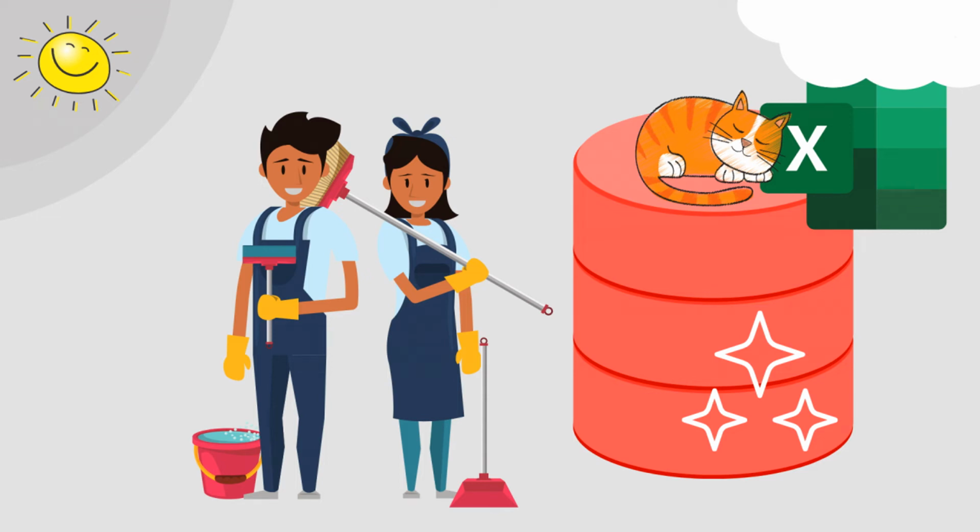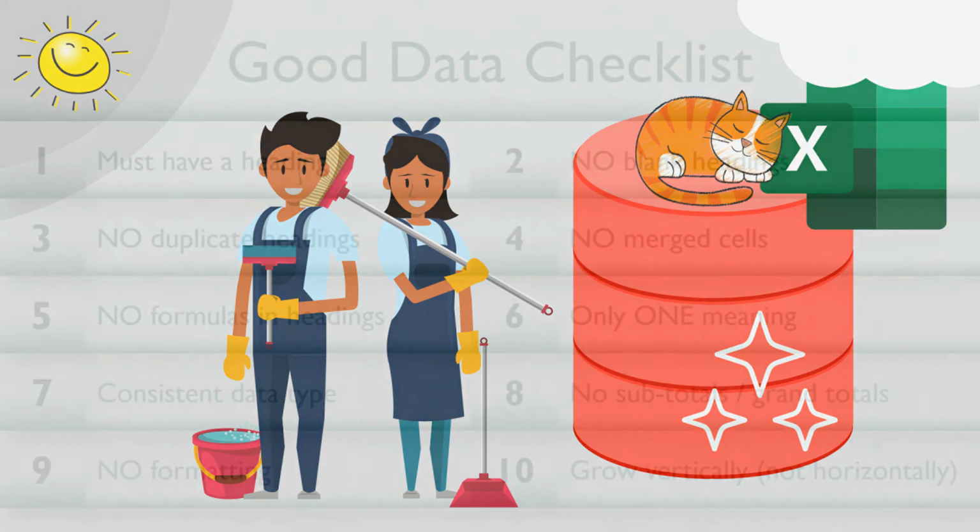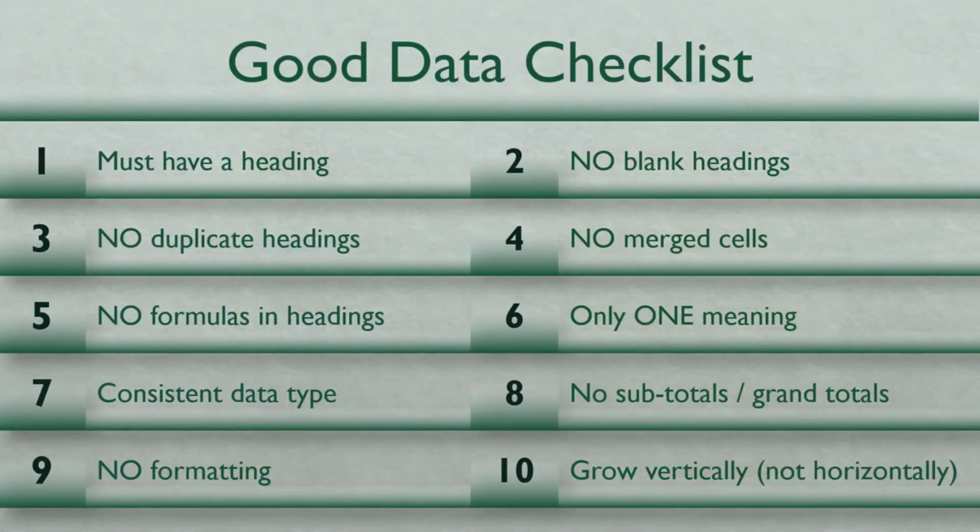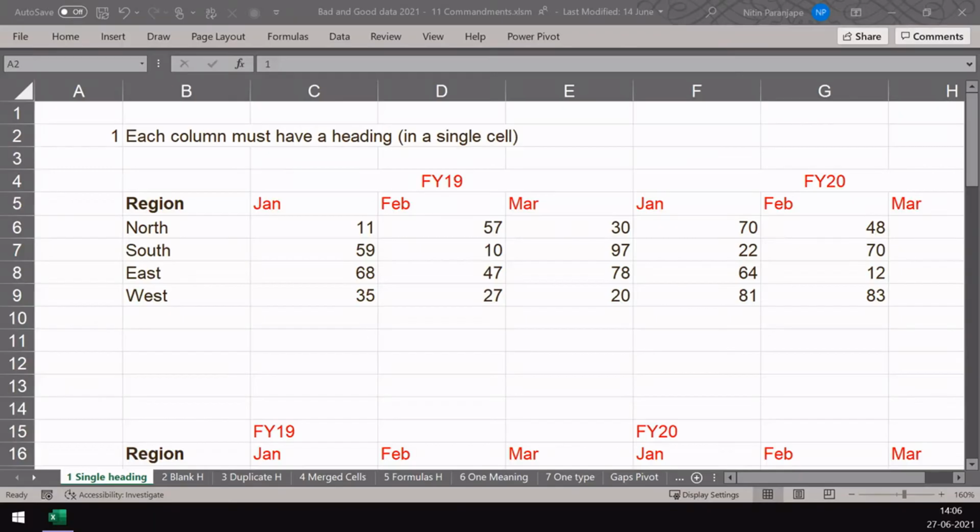In this video, we're going to see 10 rules of good data. Actually 11, but let's start with the first one. The idea is simple. All the data should be in columns and each column should have a heading. Quite simple, but very often it gets complex.